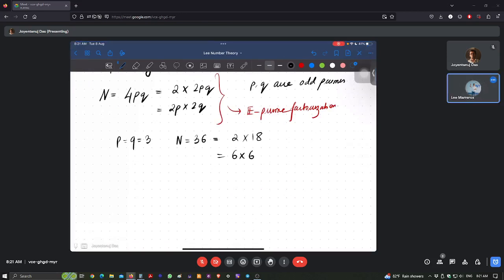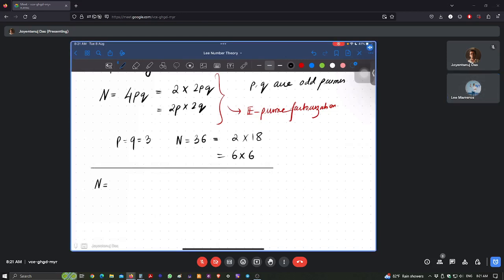Let me say, we need three letters, P, Q and R, so at least three prime factors. If I take PQR, then how many factorizations are possible? One is 2 times 2PQR. That will work. Then we have 2P times 2QR, right?